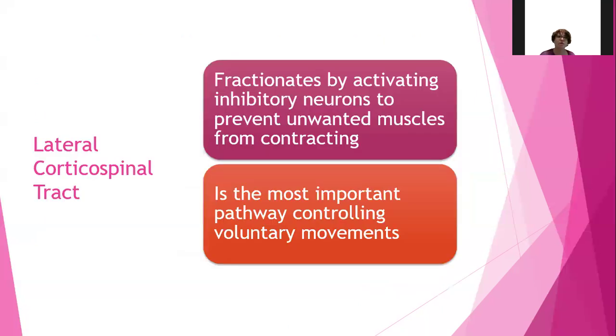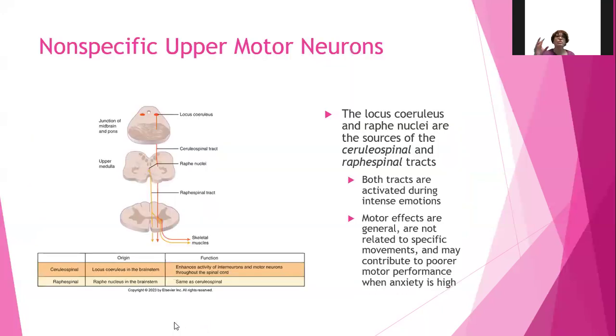So the lateral corticospinal tract fractionates movement by activating inhibitory neurons to prevent unwanted muscles from contracting. So lateral corticospinal is the most important pathway controlling voluntary movements. So if you lose fractionation, then you can't prevent unwanted muscles from contracting, and that's where you get pathological muscle synergies.